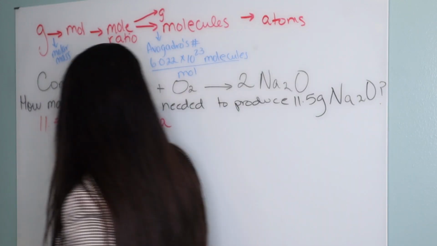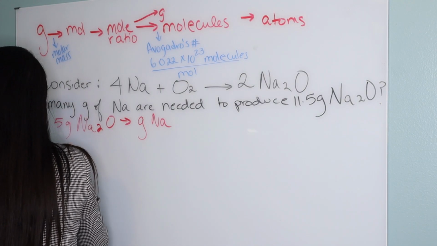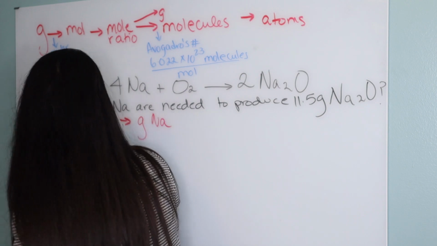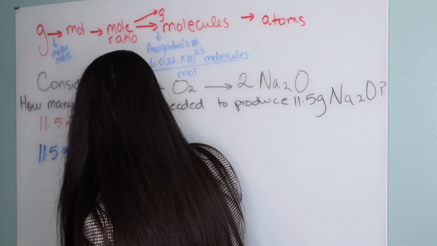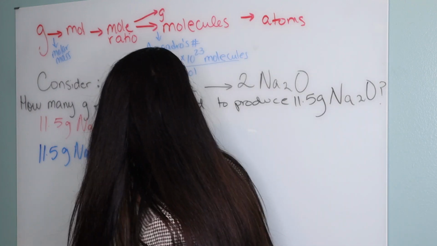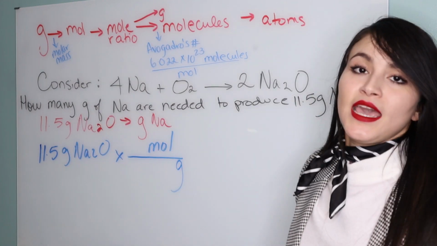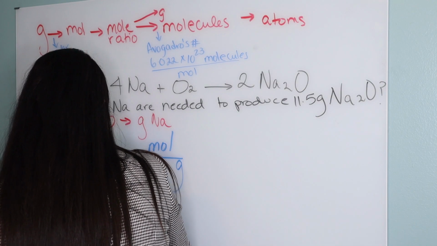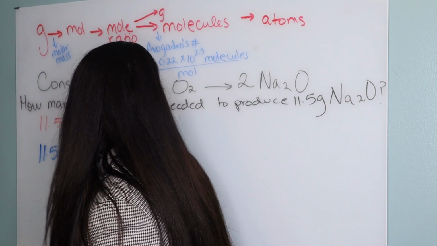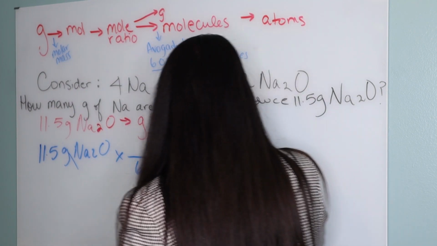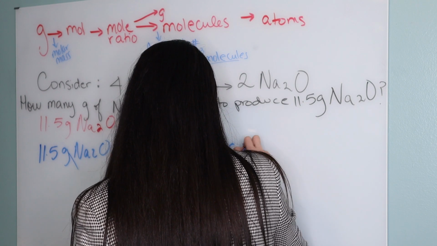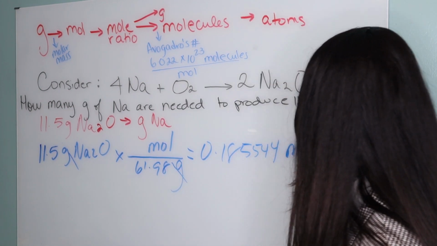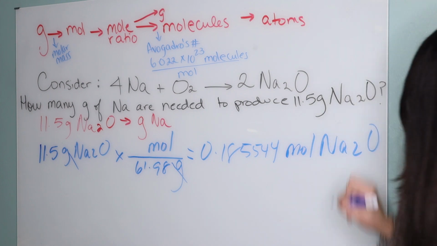So let's get started. We have 11.5 grams of Na2O. My next step is to go to moles. So whatever I want is going to go on the top, and what I want to cross out is going to go at the bottom, and I'm going to be using the molar mass. So the molar mass for sodium oxide is going to be 61.98. This is going to allow for my grams to get crossed out, and now the moles are going to be 0.185544 moles of Na2O.